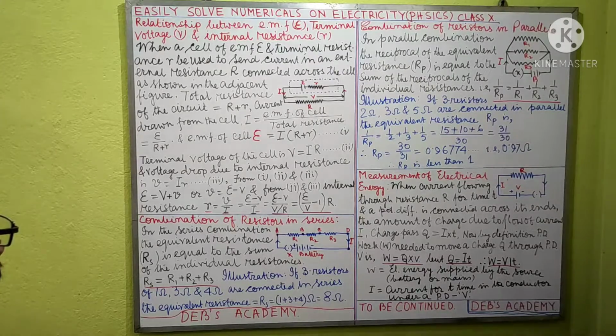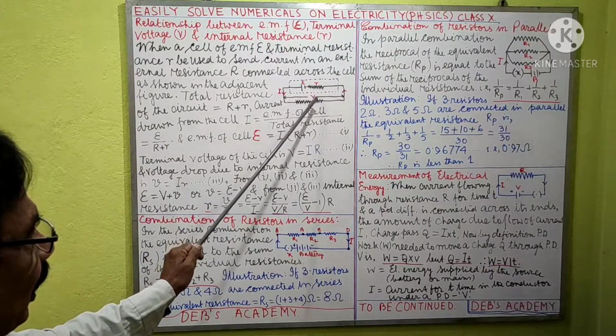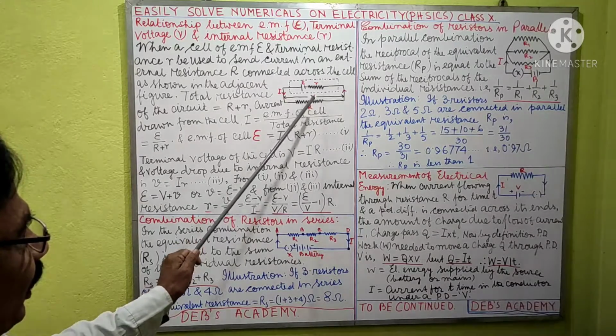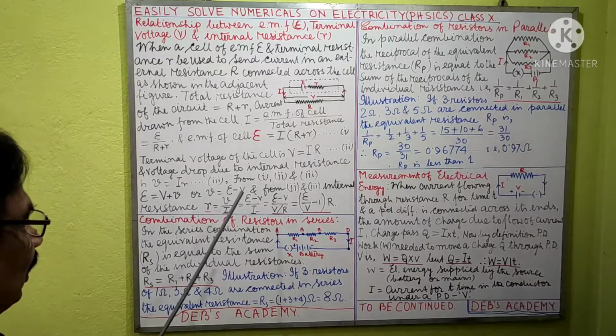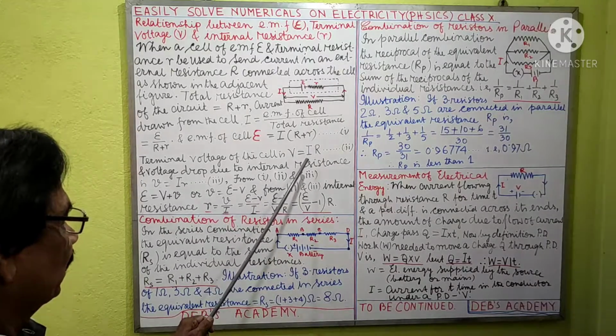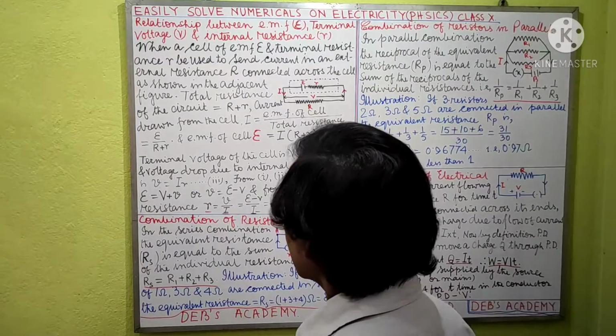Total resistance of the circuit is capital R plus small r. Capital R is the outside resistance and small r is the internal resistance of the cell. Current drawn from the cell I equals EMF of the cell divided by total resistance, that is epsilon by R plus r. And EMF of the cell epsilon equals I into R plus r. And terminal voltage of the cell is V equal to IR. I is the current and R is the resistance.